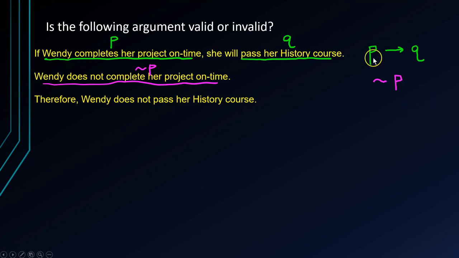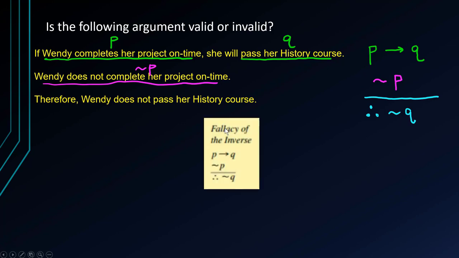So we're basically saying, if P then Q, if P doesn't happen, does that mean automatically that Q is not going to happen? Is that a valid argument? Well, the truth table can be shown for it, but the fallacy of the inverse says that if I have that kind of setup, that's a fallacy. This is not a true statement. Therefore, this is not a valid argument.